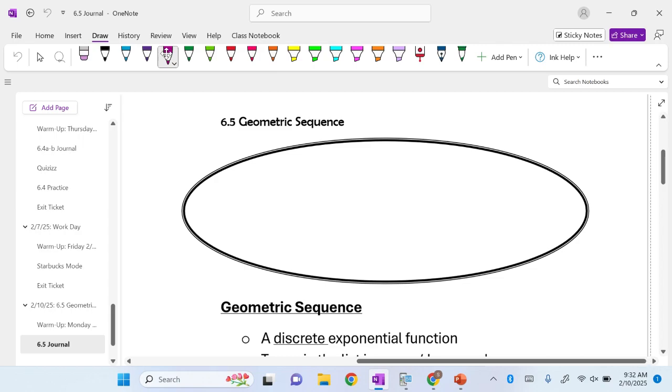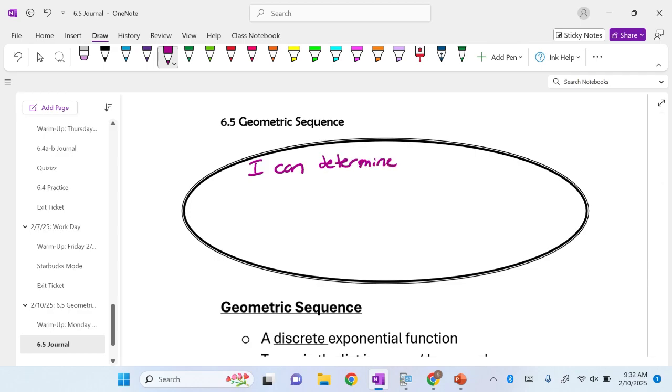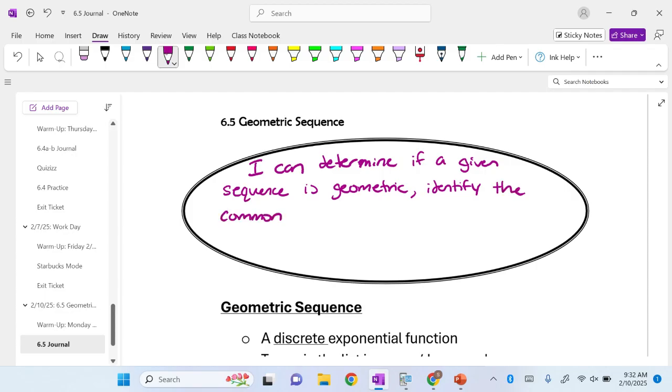Your I can statement for this lesson is: I can determine if a given sequence is geometric and identify the common ratio and write explicit and recursive equations for it.